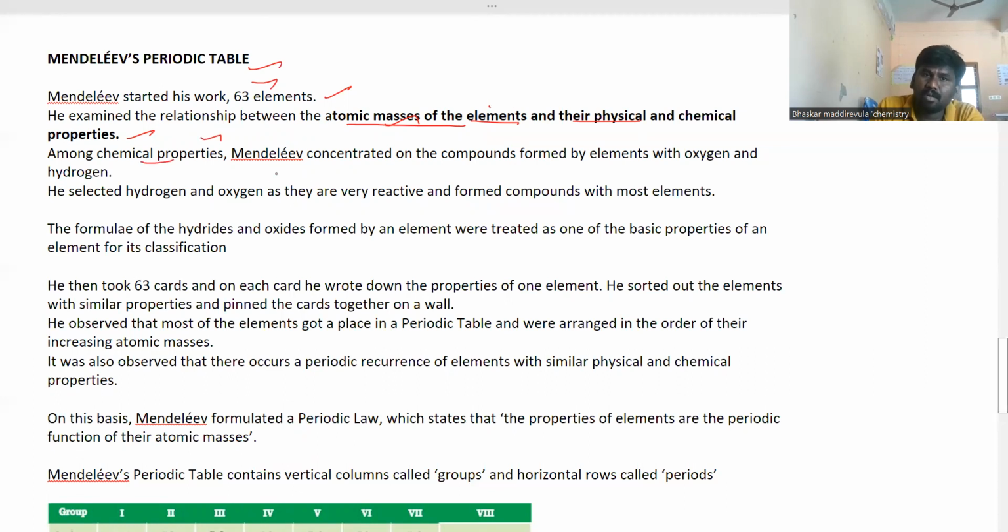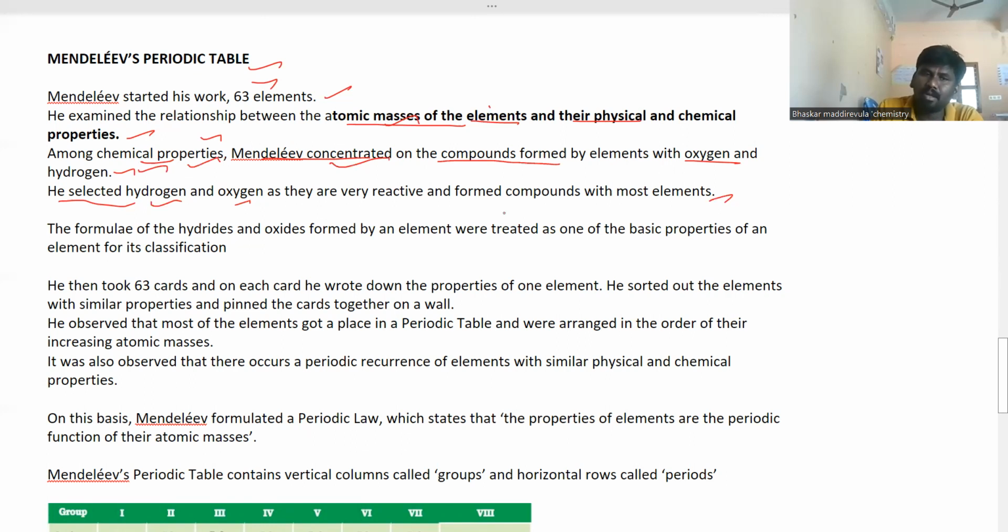Among the chemical properties, Mendeleev mainly concentrated on the compounds formed by the elements when reacted with oxygen and hydrogen. Why did he select oxygen and hydrogen? He selected hydrogen and oxygen as they are very reactive and form compounds with most of the elements. Actually, these two elements are very reactive, and mostly every element forms compounds with them.